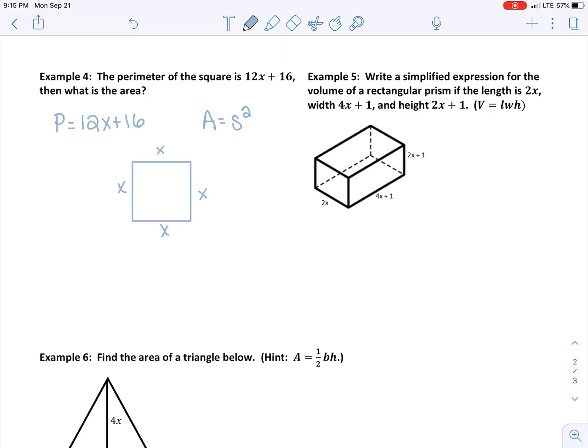So what we're going to do is we're going to say, well, this perimeter, I need to divide that all by 4 to figure out what each side is going to be. So I'm going to divide this whole thing by 4. And whenever I do that, I take the 12 divided by the 4, and that gives me 3. And then I leave the x with it. And then I have 16 divided by 4, which is going to give me 4. So that means that each side of my square is now 3x plus 4.